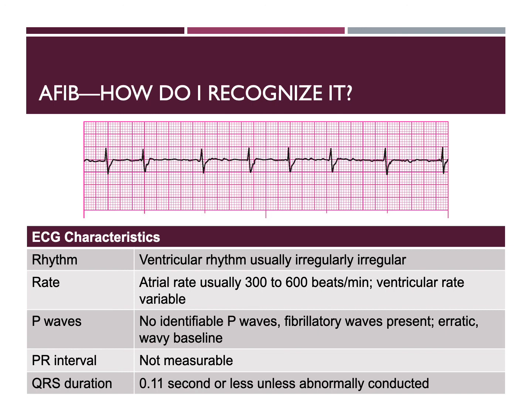We're not going to have any identifiable P waves. We're going to have fibrillatory waves present, that quivering type of waves. They're going to be erratic and have a wavy baseline. So you can see how that baseline that is normally flat is very wavy. Our PR interval is not going to be measurable because we don't have any identifiable P waves. And then our QRS duration is the same as we've talked about this entire lecture.